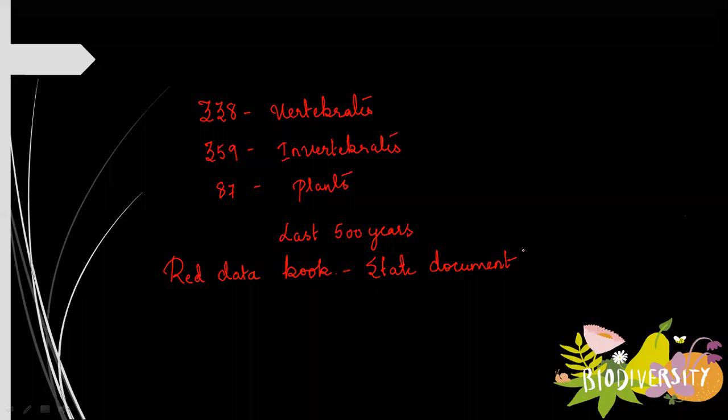So Red Data Book is a state document which keeps data or documents about those species which are rare and endangered. That can be about animals, plants, microorganisms, fungi as well.